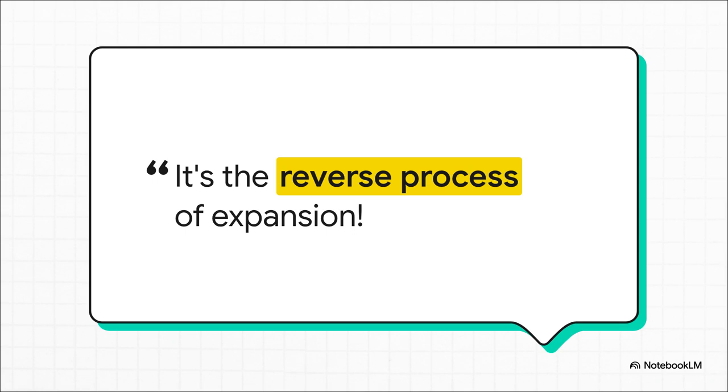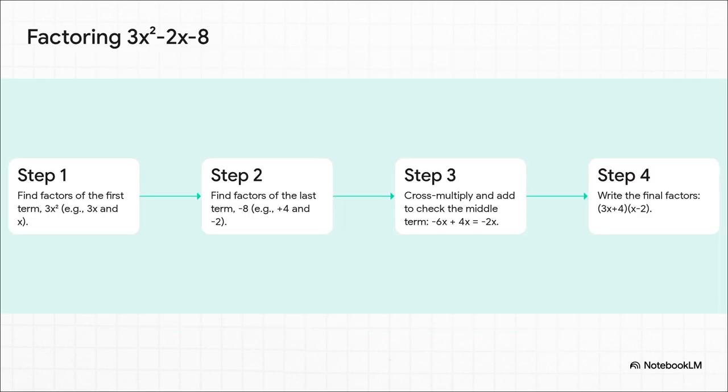You get to be a detective. You're given the final result, and it's your job to figure out which original pieces were multiplied together to get this. So how do we actually do it? How do you systematically factor something like this? Well, the key is this cross-multiplication method. You start by listing out the possible factors for the first term and the last term. Then, you test the combinations. The magic happens in step 3. You cross-multiply the pairs and add them up. If that result matches your middle term, bam, you found your original pieces. In this case, it's 3x plus 4 and x minus 2.